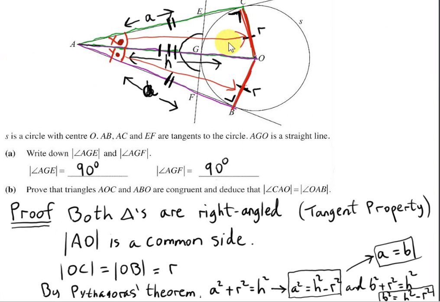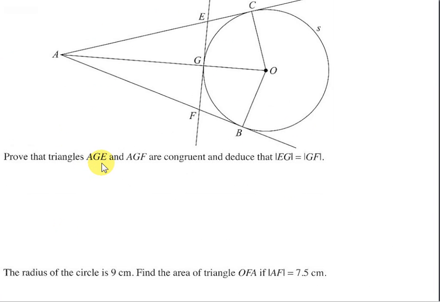Of course, another pair of equal angles are these two here. The sides corresponding to both of these angles are this side here and this side here, and these are equal, as we've shown from Pythagoras. Prove that triangles AGE and AGF are congruent.